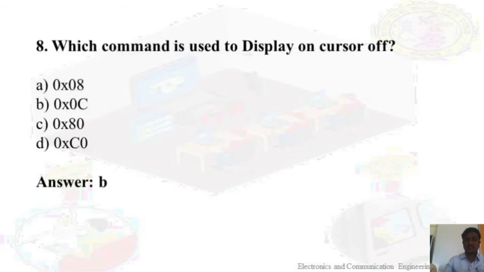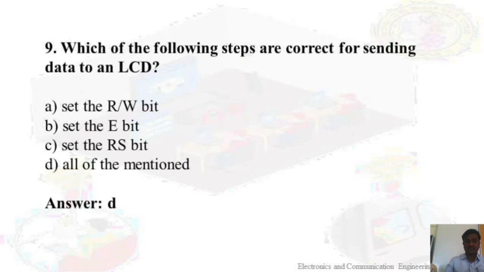Which command is used to display on, cursor off? That is option B, 0x0C. Answer B is correct. Which of the following steps are correct for sending data to an LCD? The option D: set the read write bit, set the E bit and set the RS bit. All of the mentioned, answer D is correct.